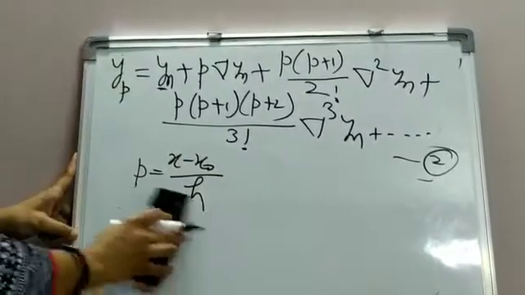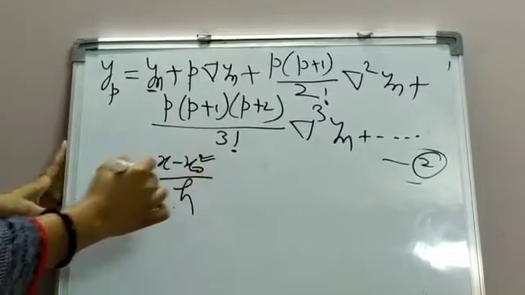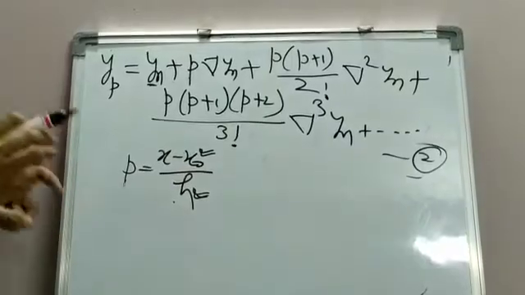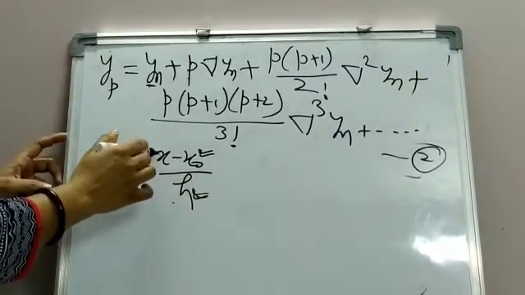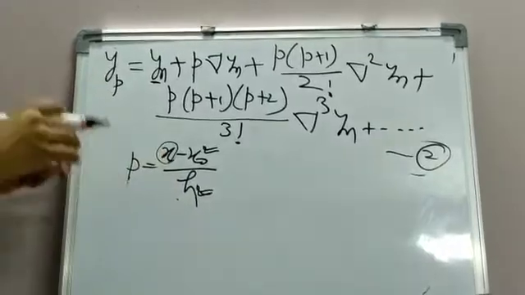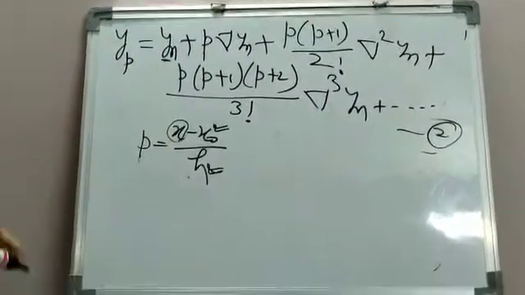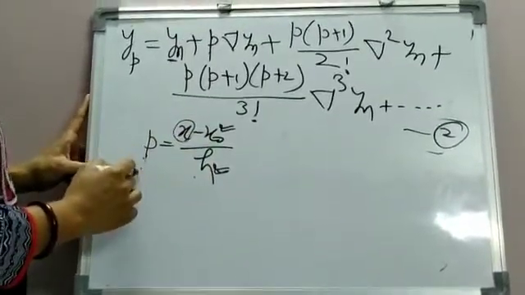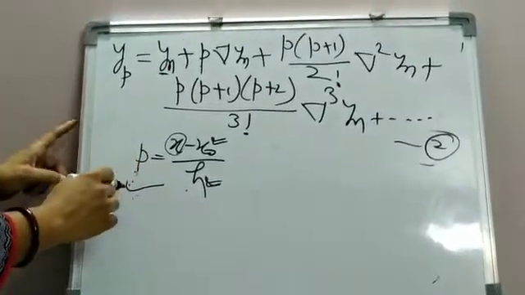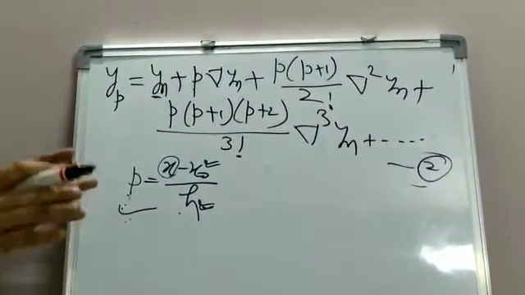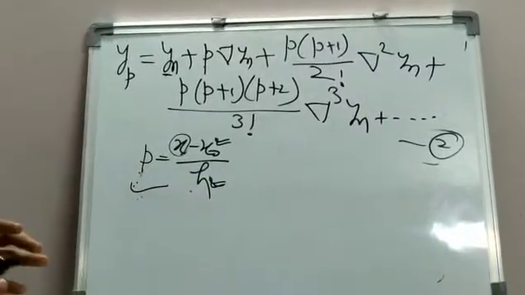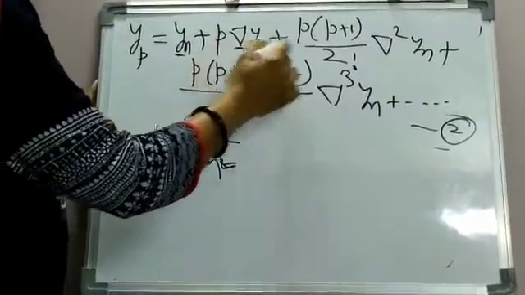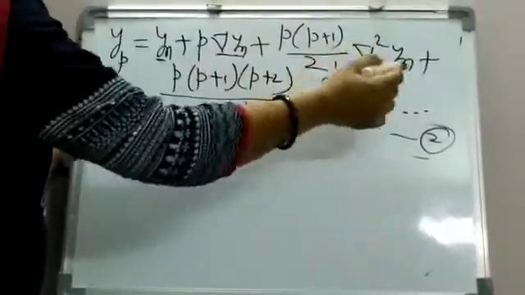From the data you will have the information about x0. You can have the information about this h. So you identify that and substitute over here. x will be given to you at the point for which you want to find the function value. So substitute that value of x and identify this p first. This is the first job. Once the value of p is identified, with the given data you can make the finite difference table.